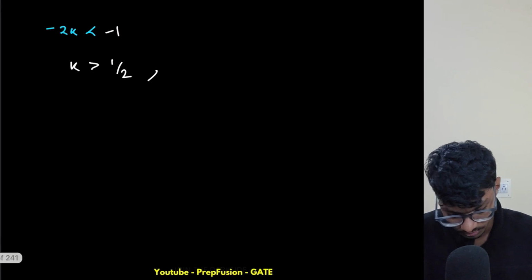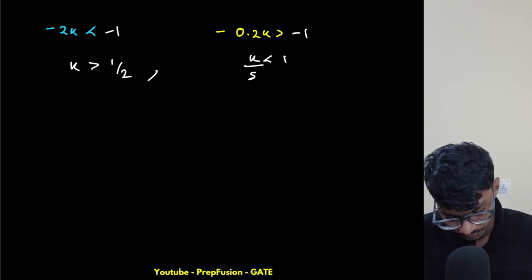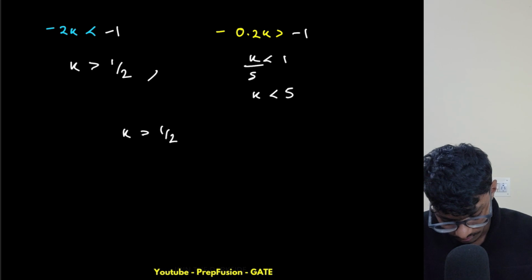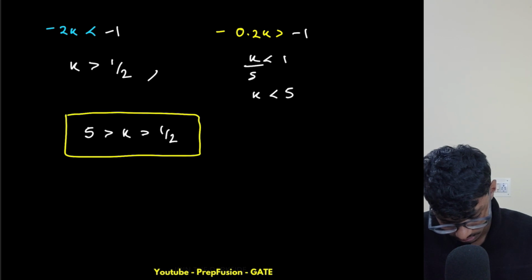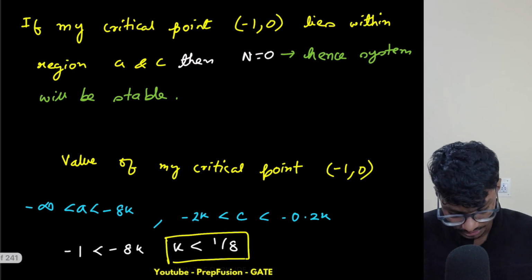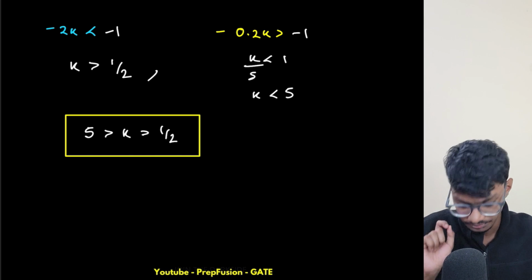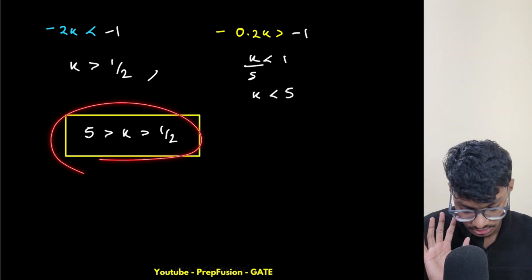And what about this one? This is simply minus 0.2k greater than minus 1. Again multiply both sides by minus 1, so this is basically k by 5 less than 1. So k has to be less than 5. So k greater than 1 by 2 and less than 5 is another condition. So these are my two conditions: k less than 1 by 8, and k lying between half and 5.